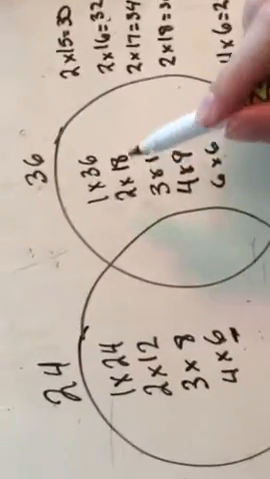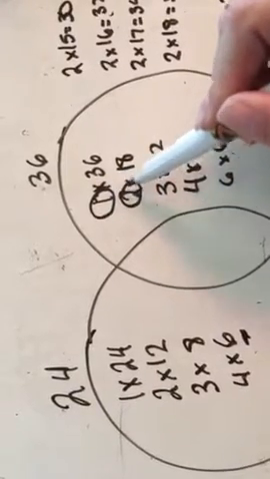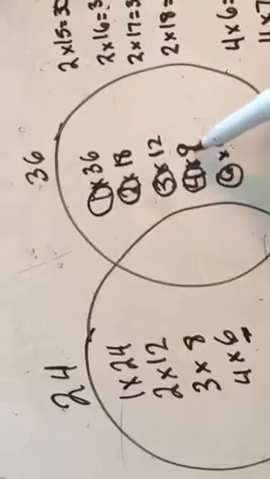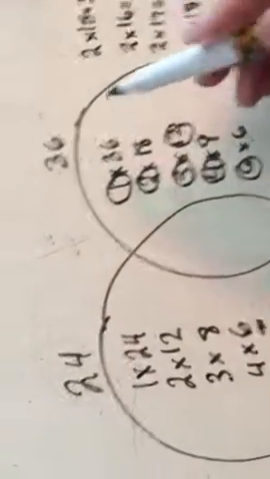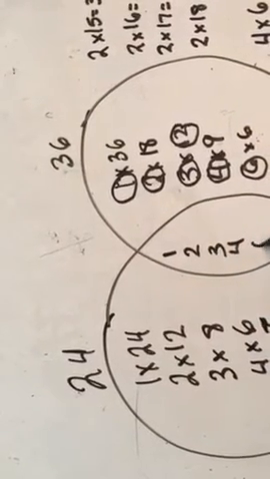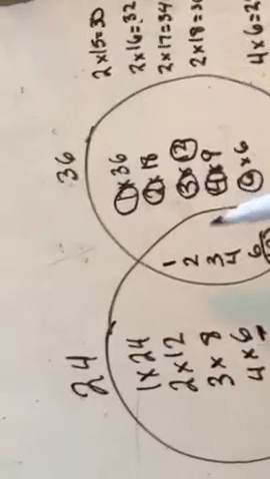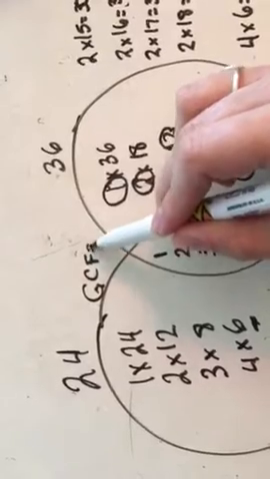So now I'm going to ask myself what's common. I know 1 is always common, 2 is common, 3, 4, 6, no 9, 12, no 18, no 24. So 1, 2, 3, 4, 6, and 12 are all my common factors, but 12 is my greatest. So my GCF is 12.